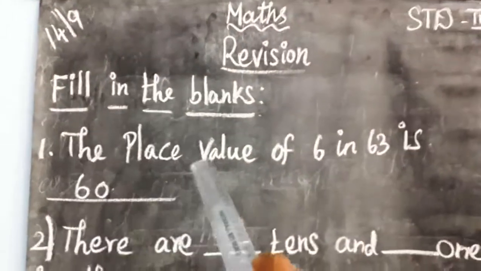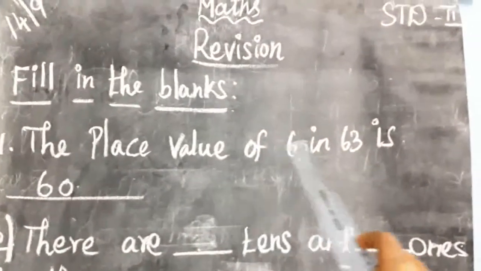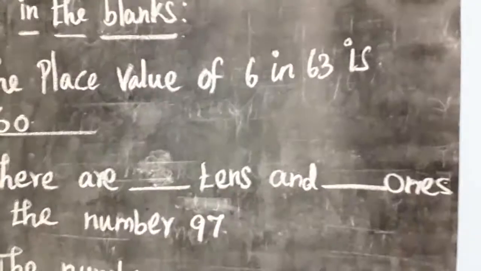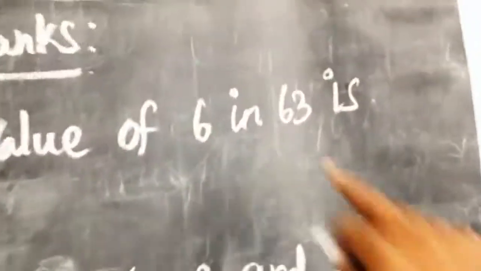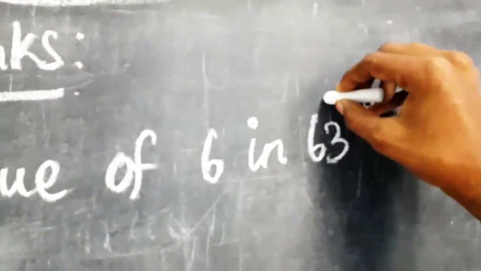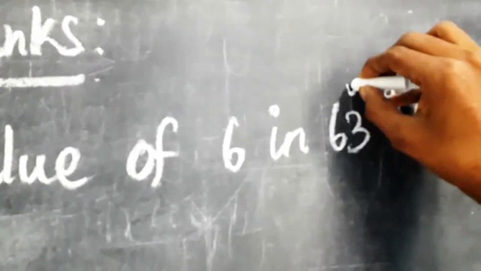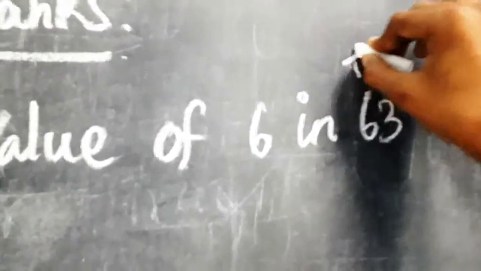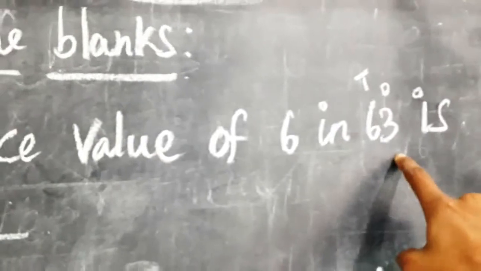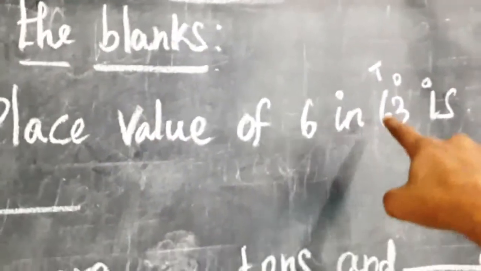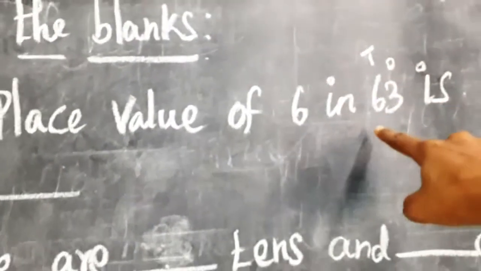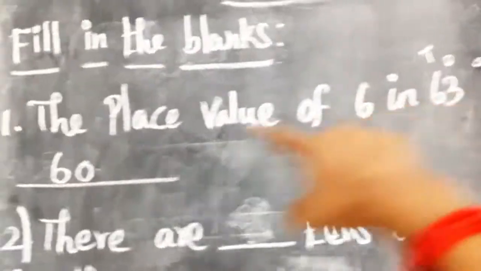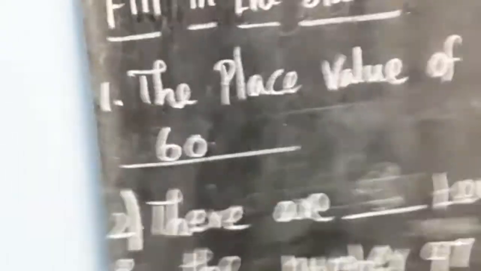The place value of 6 in 63 is dash. Here look at number 63. Denote the place value. First one is 1's place, then second one is 10's place. So 6 in which place? Yes, 10's place. So 6 tens, so 60. The answer is 60.